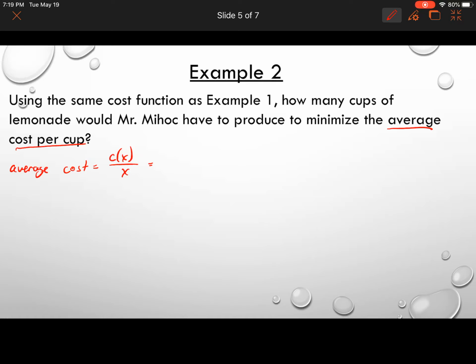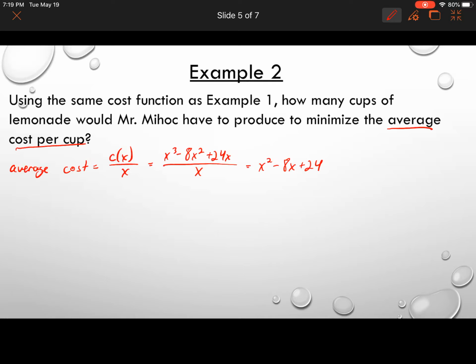We're going to take that cost function, which was x cubed minus 8x squared plus 24x, and we're going to divide it by x. So this is pretty simple. We're literally just taking out a power of x from each of these terms. So this becomes x squared, this becomes 8x, and this becomes 24. So that is the average cost function. The average cost function is x squared minus 8x plus 24.